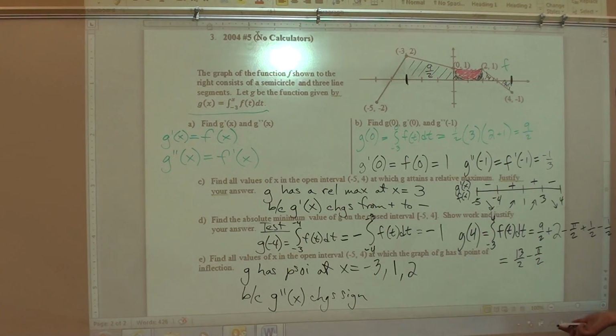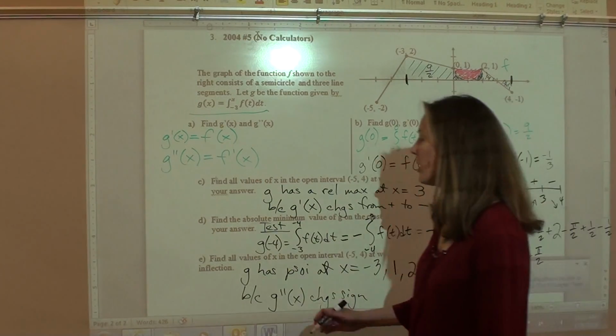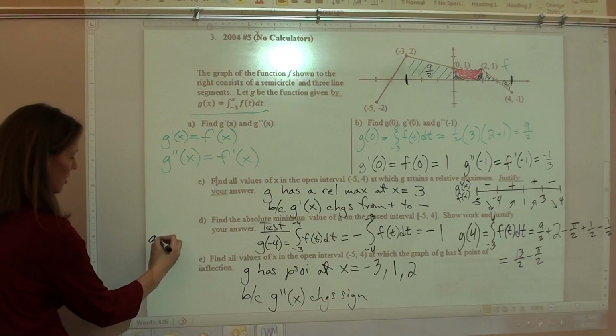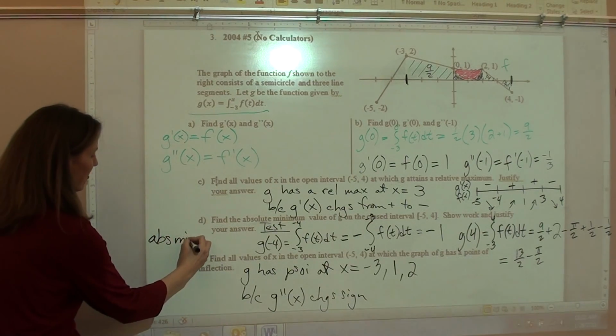I need the absolute min, so I have to know which one is smaller, -1 or 13/2 minus pi halves. -1. Very good. Because pi is around 3, right? So this would be around positive 5. -1's way smaller. And remember, your answer is just the minimum value.